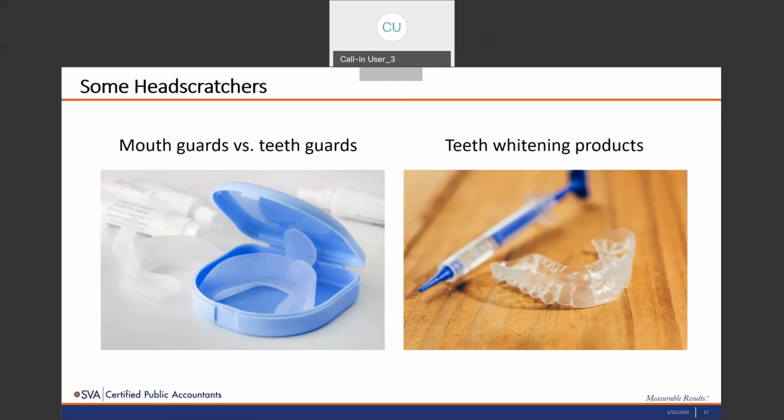So just within those couple of categories, you have to be real careful about what you're doing and what you're buying and making sure you're paying tax on the right things.